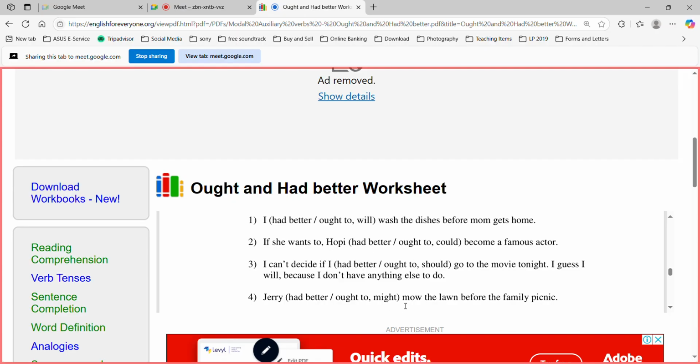What is the meaning of mow? I'd like to ask you. What is the meaning of mow? Anyone? Okay, you can tell me what is the meaning of mow. I want to test your vocab. Okay, what is the meaning of mow? Okay, let me show you something, if you can see via your screen.